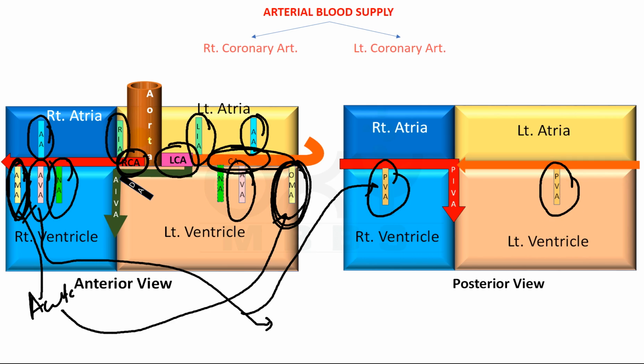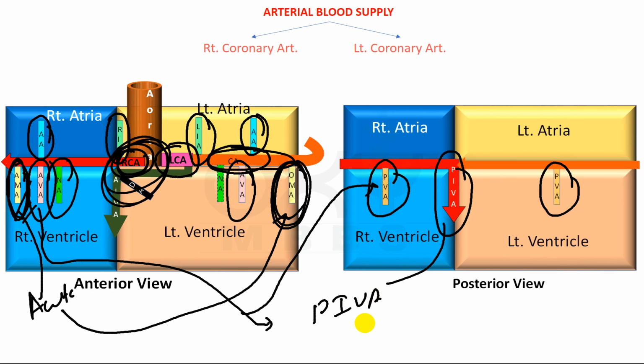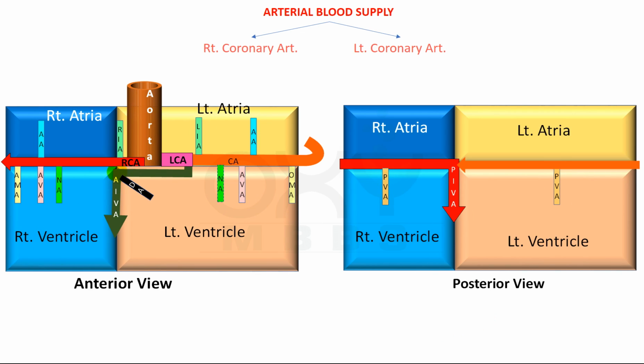Now friends, one very important branch of the right coronary artery is the posterior interventricular artery, and this posterior interventricular branch is also called the right descending artery. And from the anterior interventricular artery or left descending artery, the branch coming off is called the diagonal artery, which is going along this direction, that is, going diagonally.